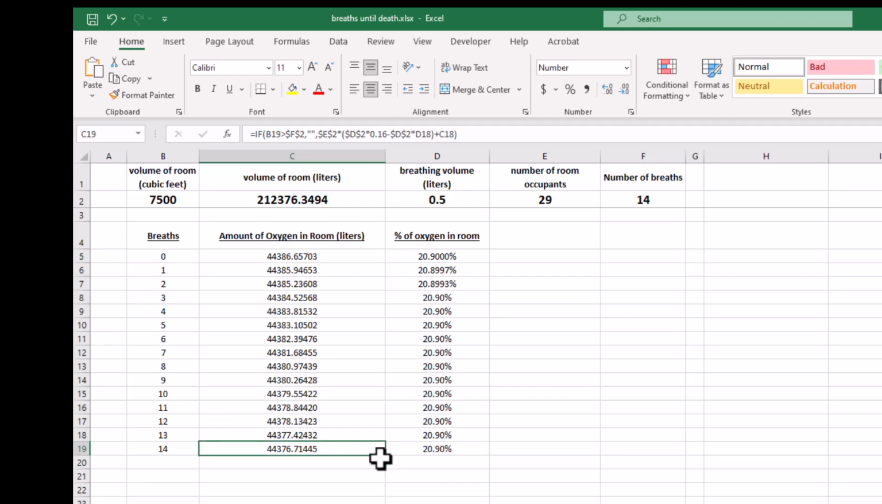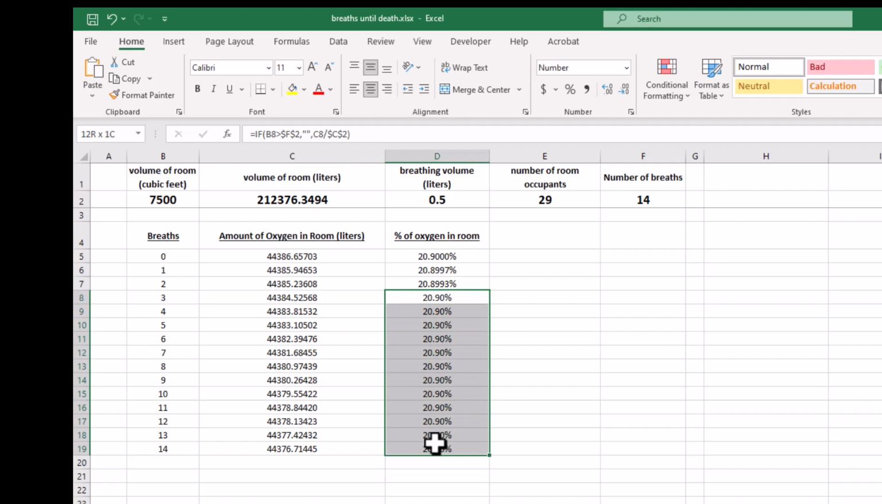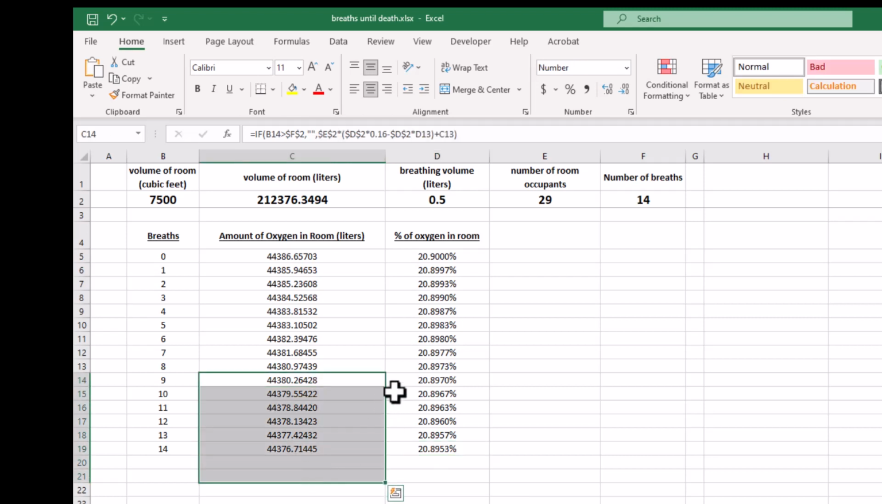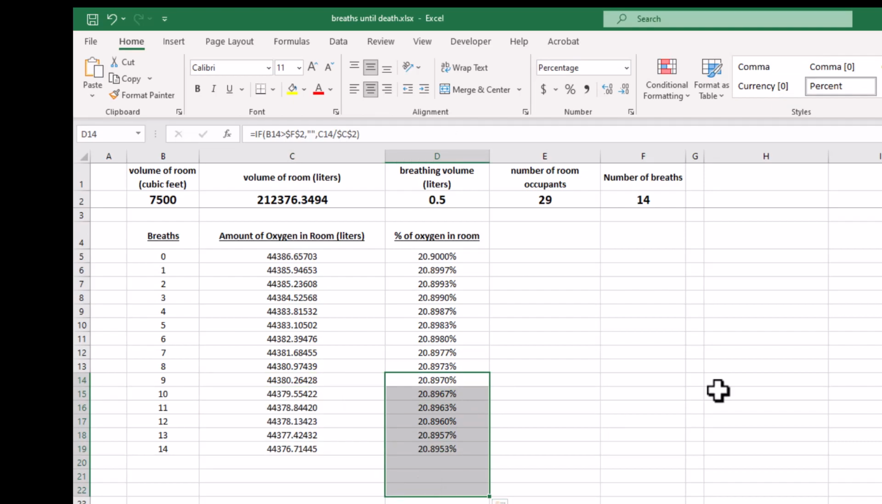We've lost about 10 liters of oxygen after a minute. We went from 44,386 to 44,376, 10 liters of oxygen. And the percentages also went down. Let's see what they went down to. Dropped from 20.9 to just below 20.9. It's going down, but everything still rounds off to 20.9. Okay, hopefully you can see where this is going. As we breathe, the oxygen decreases and the percentage of oxygen decreases. Okay, read on.